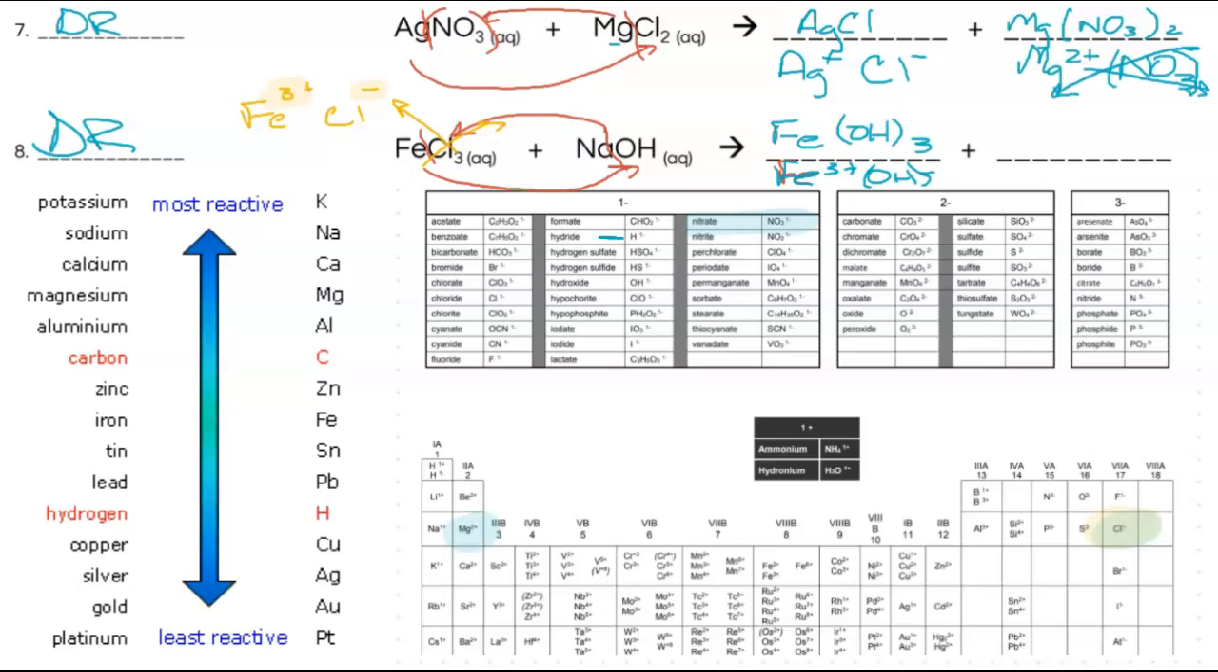I do the same for sodium and chlorine. Sodium is a +1, chlorine is a -1. So NaCl is the second compound that you form.